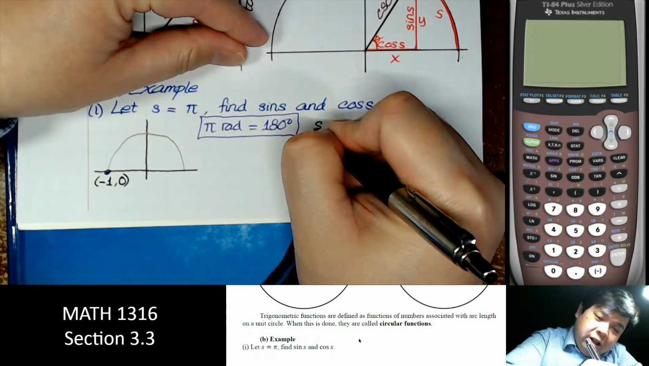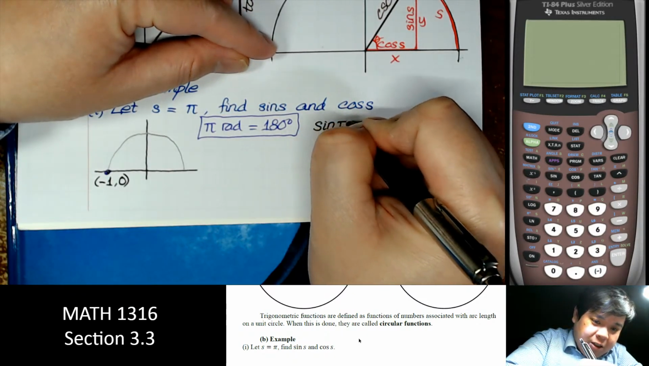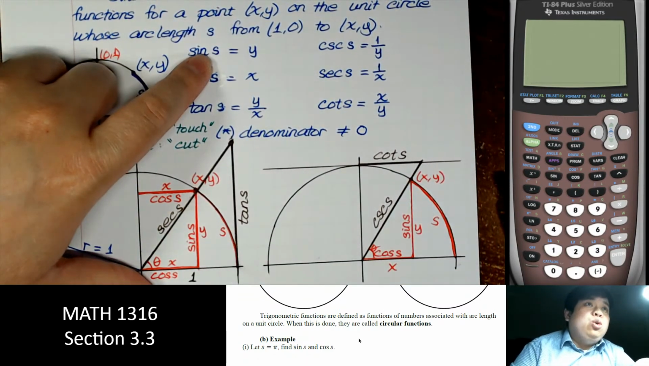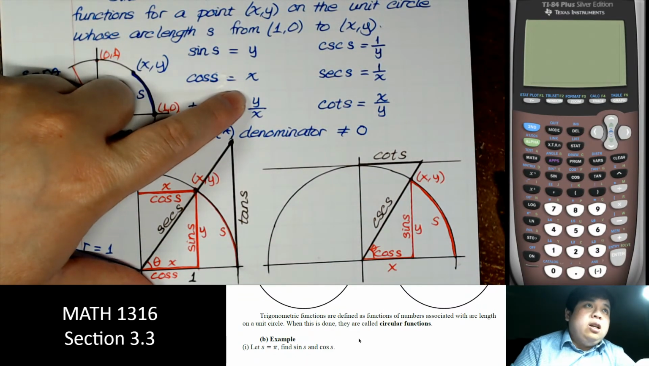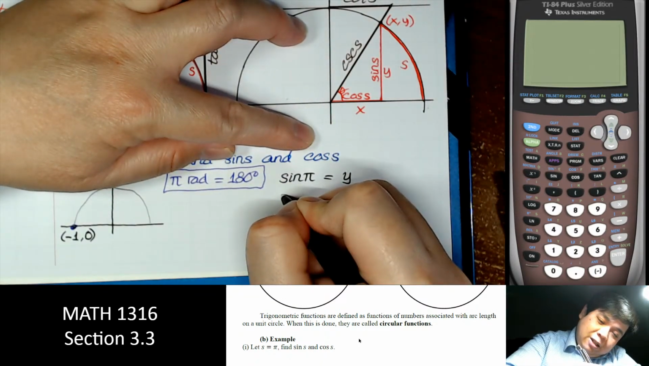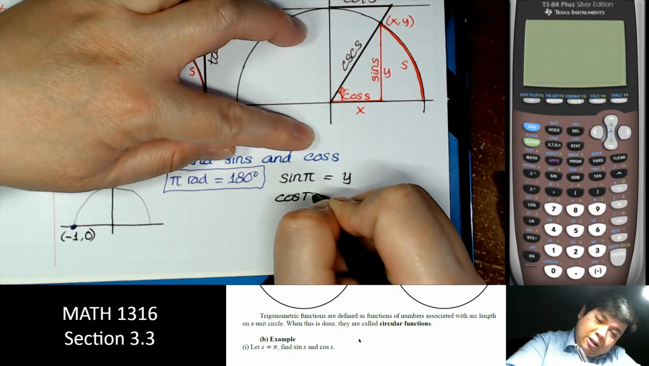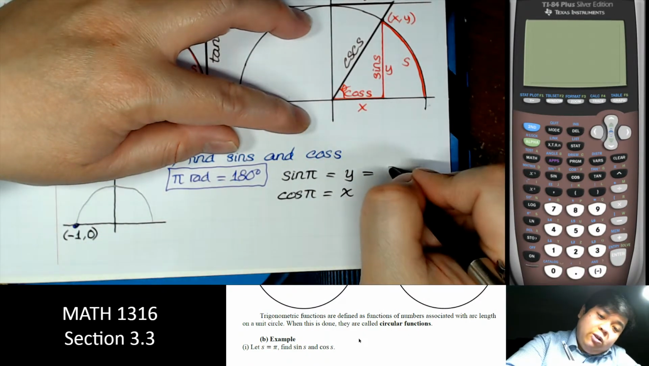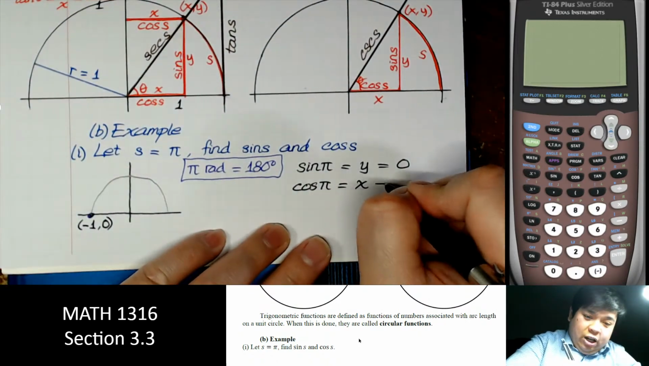So we find sine of pi. Now sine is equal to y, and cosine is equal to x. The y value is equal to 0. The x value is equal to -1.